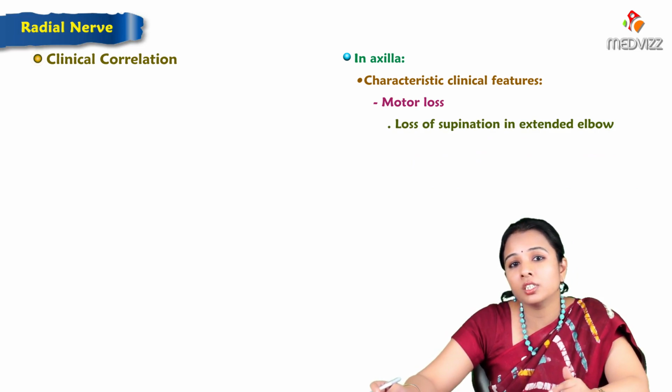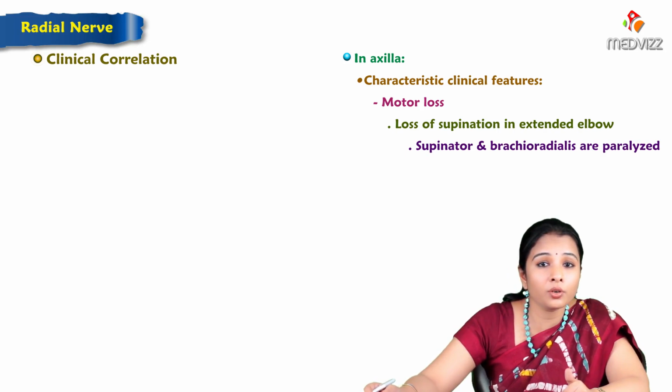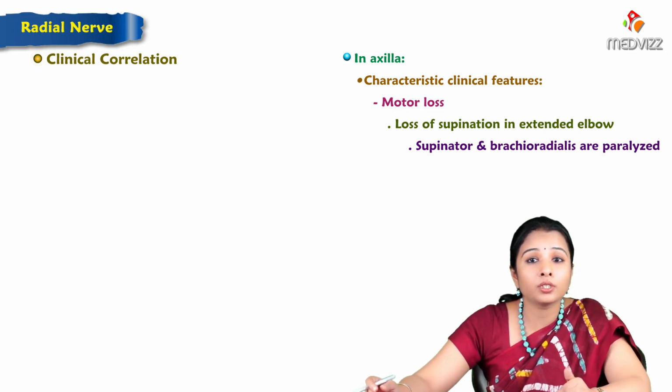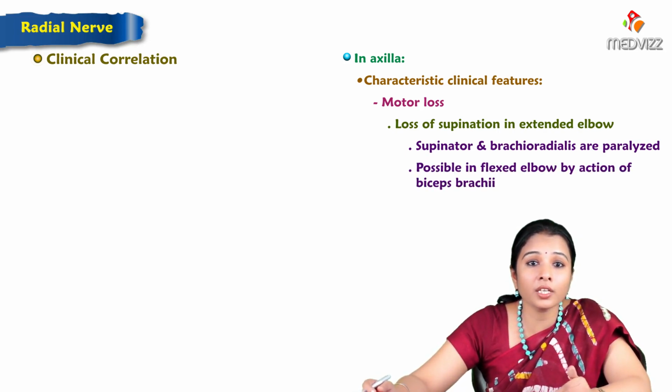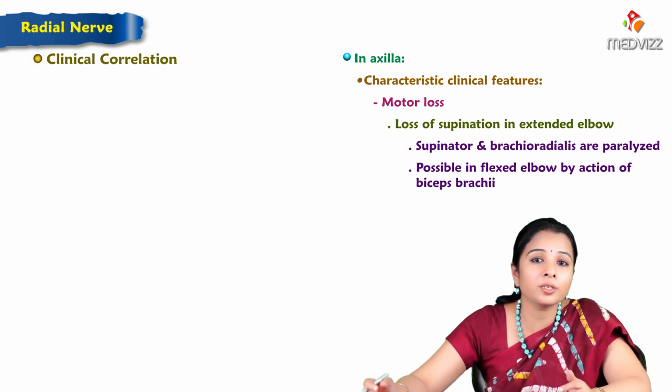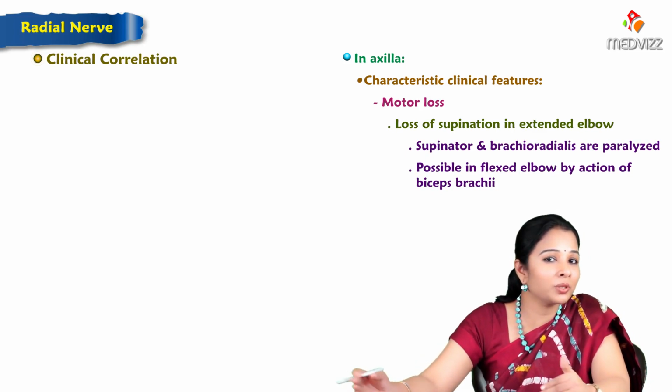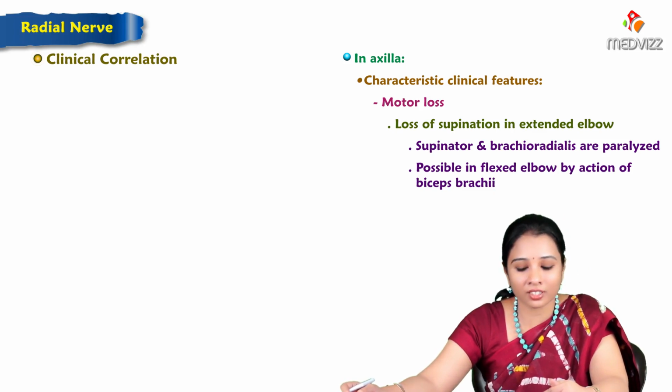Loss of supination in the extended elbow, because the supinator and brachioradialis are paralyzed, but supination becomes possible in the flexed elbow, because the biceps brachii is not paralyzed, as it is supplied by the musculocutaneous nerve.